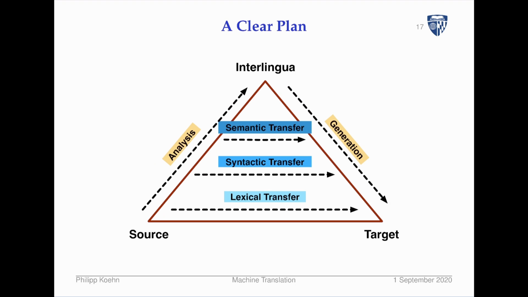So this graph that I'm showing here, also called the Vauquois triangle, has been very influential in driving motivation for how to build machine translation systems for quite a while.